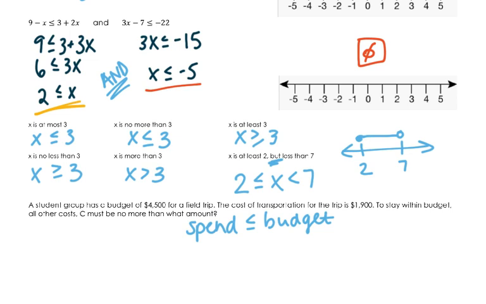So to figure out how much you spend, you add money on transportation and whatever other costs you have. And that has to be less than or equal to your budget, which is the $4,500. So you set up your inequality. Now you want to solve it. So I'm going to subtract $1,900 from both sides. So your all other costs must be less than or equal to this amount.